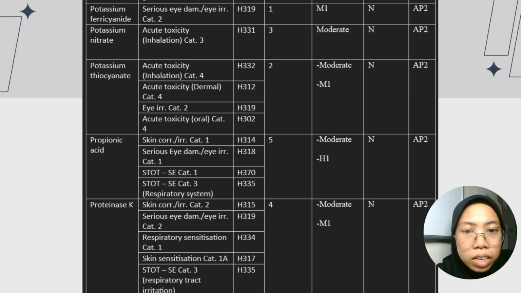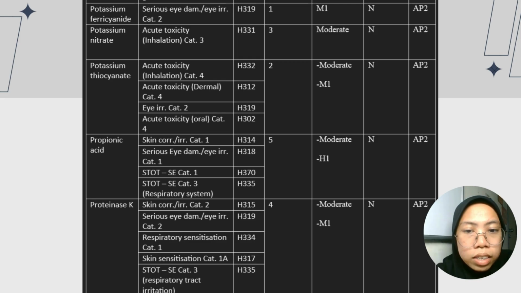Propionic acid causes adverse health effect through inhalation and dermal. The hazard rating is 5. The level of risk is moderate for inhalation and high for dermal. The existing control is also inadequate. The action priority is also 2.